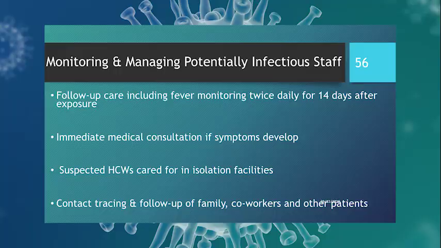So in a situation where you are a healthcare worker and you have been exposed to someone who may have had COVID-19, there are certain things that have been put in place. We usually ask our healthcare workers to monitor for any fever twice daily for 14 days after exposure. And of course, if any symptoms develop, they must consult their general practitioner. This person, once they're sick, should be isolated. And of course, as you said before, there will be contact tracing of any person who may have come in contact with that person who is suspected to have COVID-19.